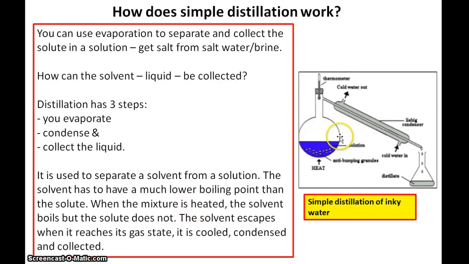So let's use this example, inky water. That's ink mixed with water. Now, ink has a higher boiling point. Water has a lower boiling point. So the boiling point of water is lower than the boiling point of ink. So when you heat, the water turns into a gas first. It goes up here, goes through the condenser, and is condensed and collected as liquid. The ink remains in the round bottom flask.